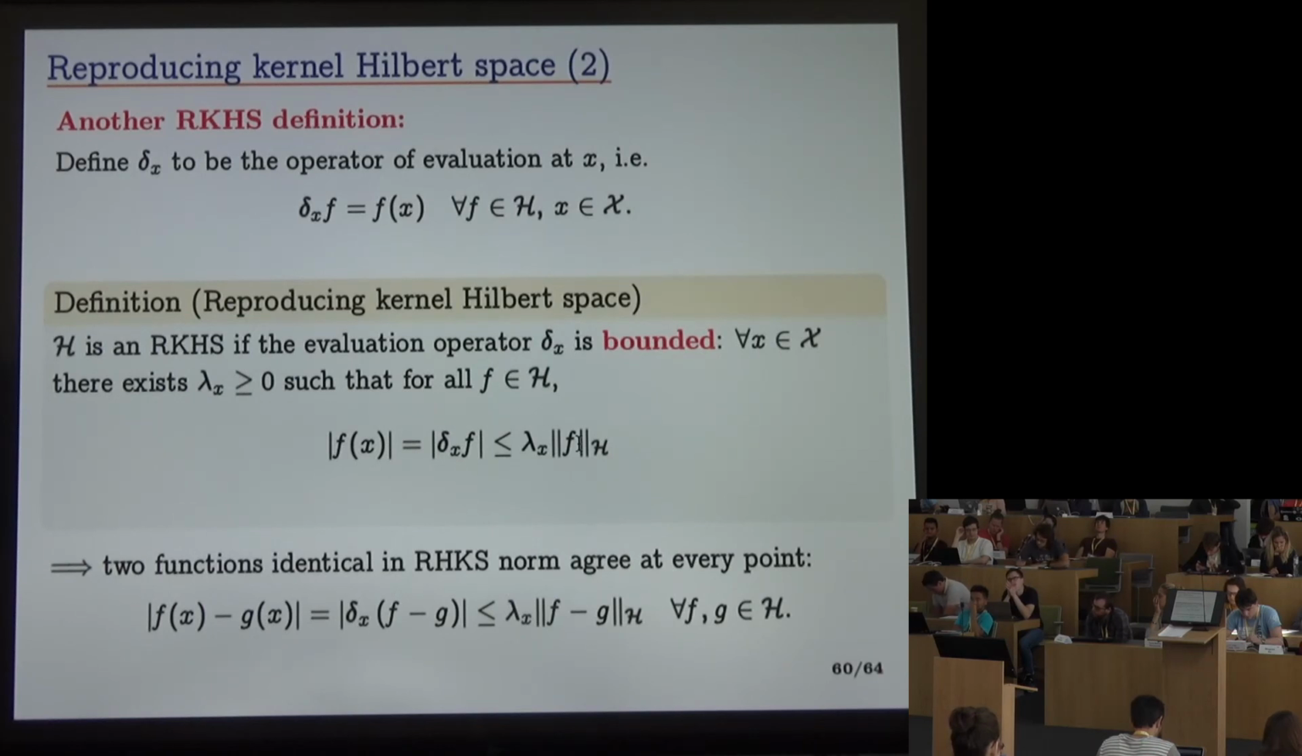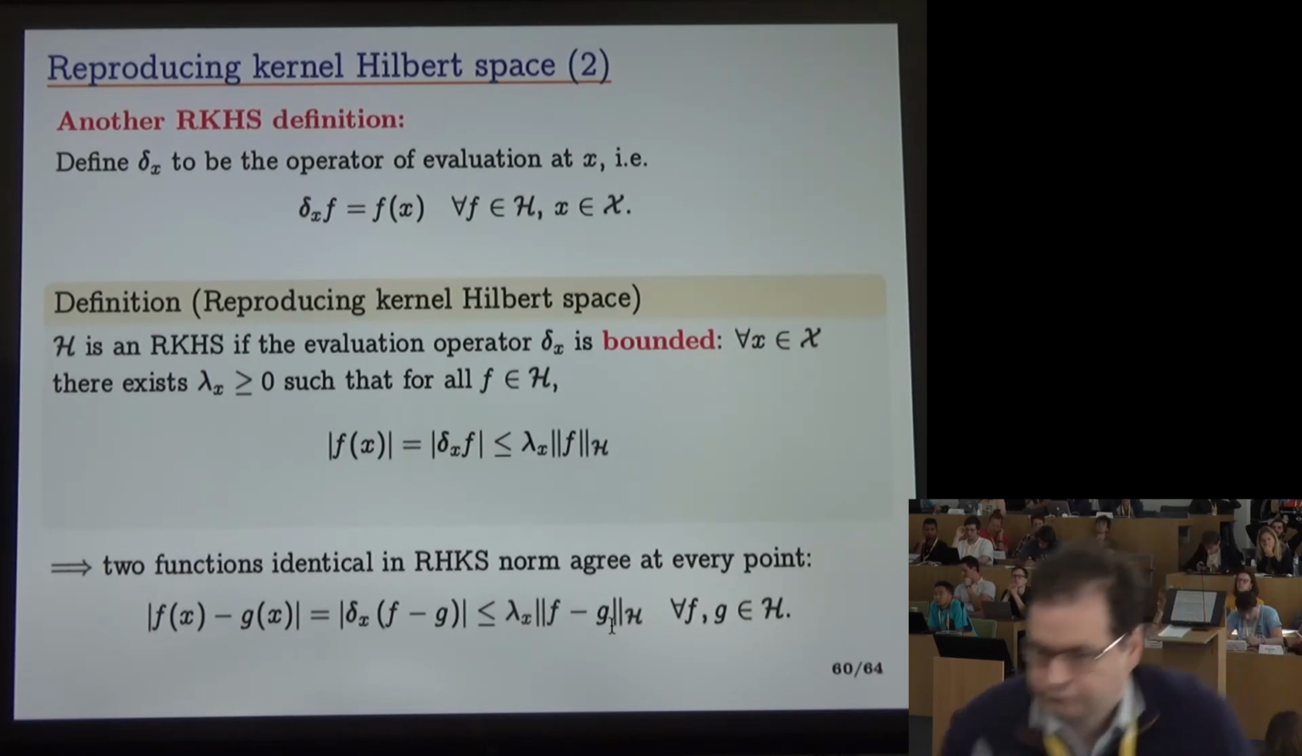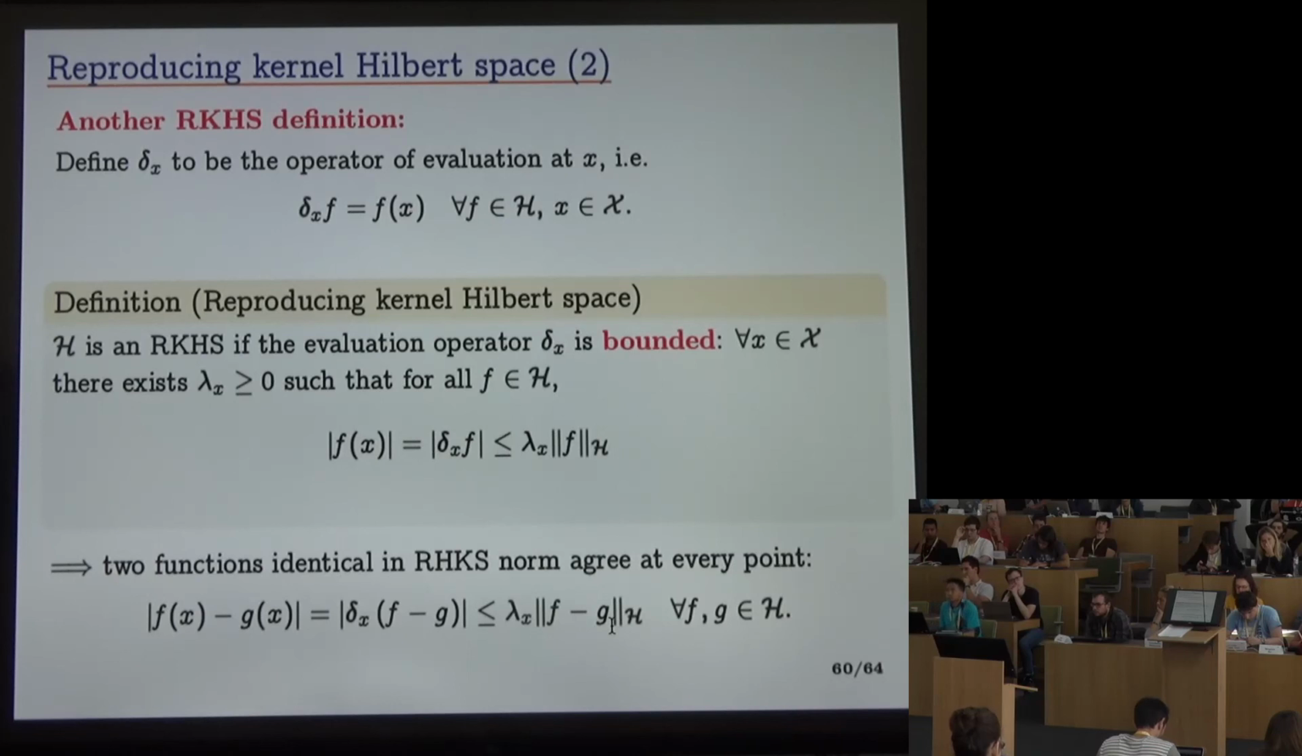Now this property is kind of cute because that means that, let's say that I've got two functions, f and g, and I take the absolute value of their difference. This is evaluating f at x minus evaluating g at x. By this boundedness property, this is upper bounded by this coefficient times the norm of the difference. That means that if these functions agree in the RKHS norm, if the norm of this difference is 0, then they agree at every point. So think of regression. If my functions agree in norm, that means that they make the same prediction at every point.